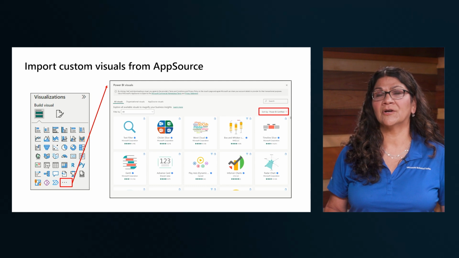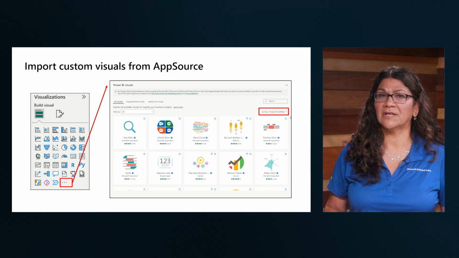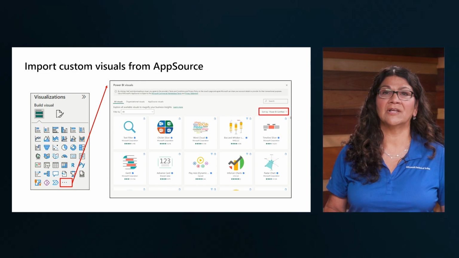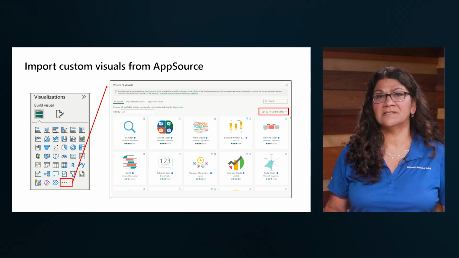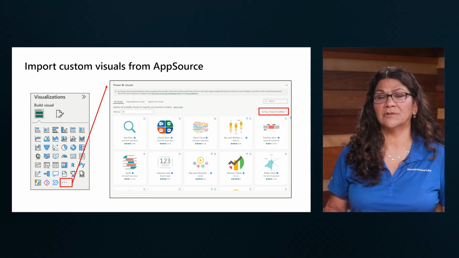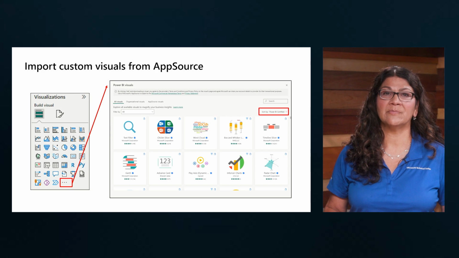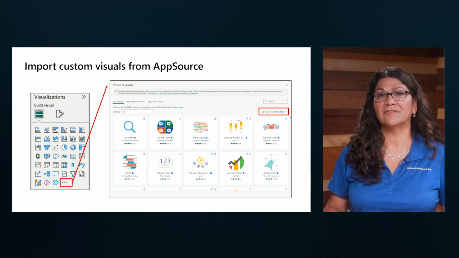If you want to create your own custom visual, you can use the Custom Visual Software Development Kit, or SDK, available on GitHub. The custom visual is packaged as a single Power BI visual tool. It's packaged in a PBIVIZ file that you can import into the Power BI Desktop.